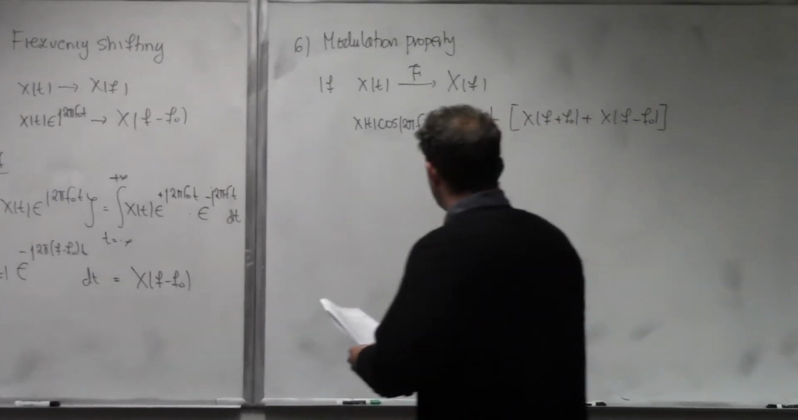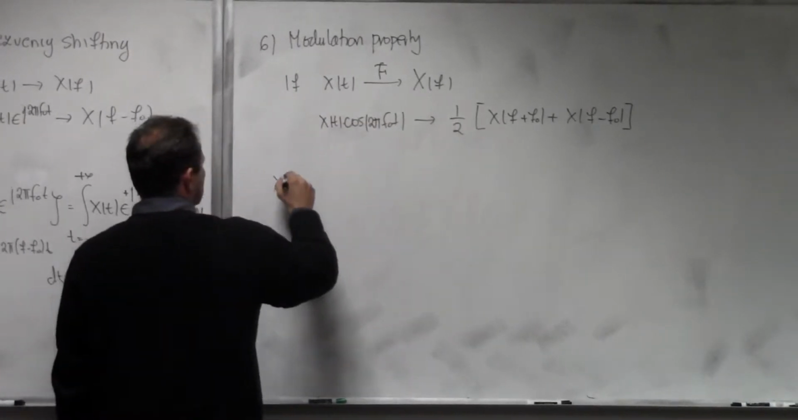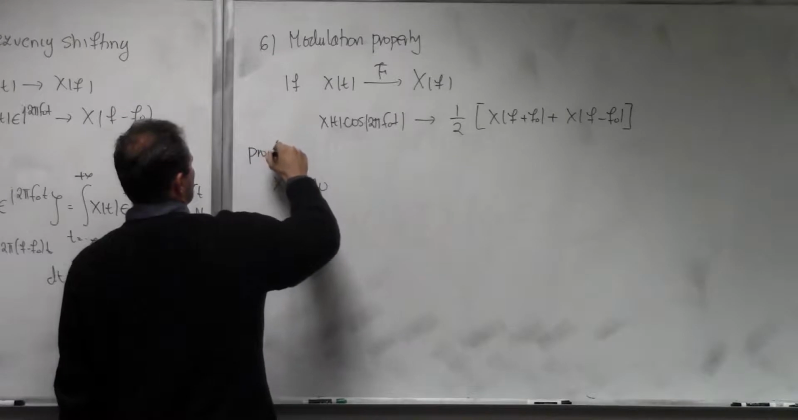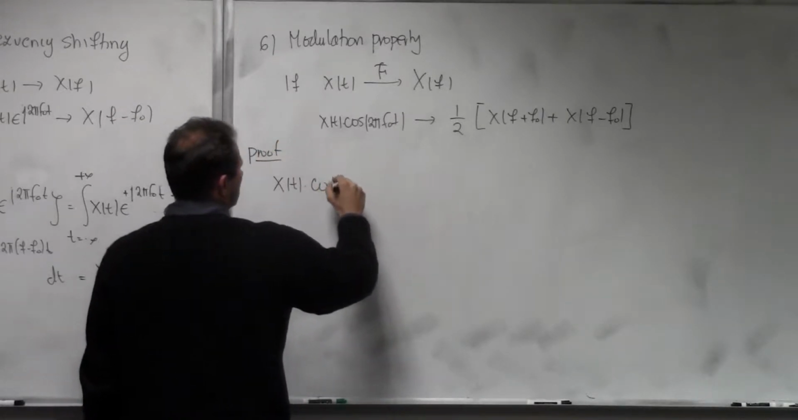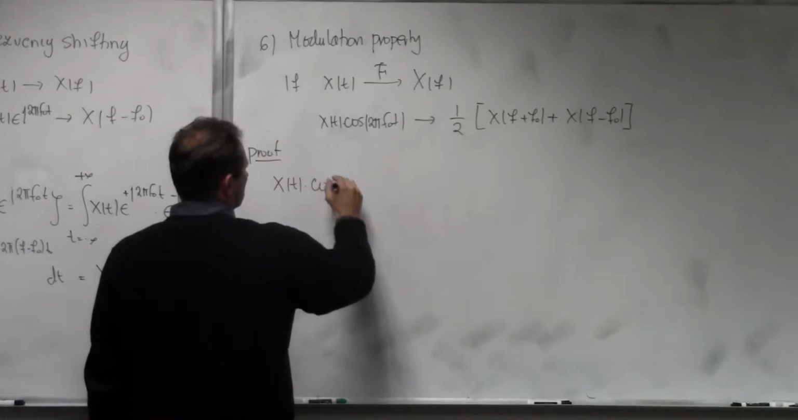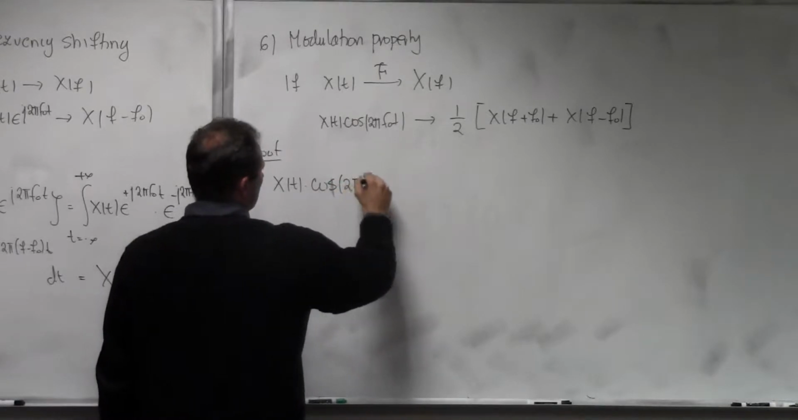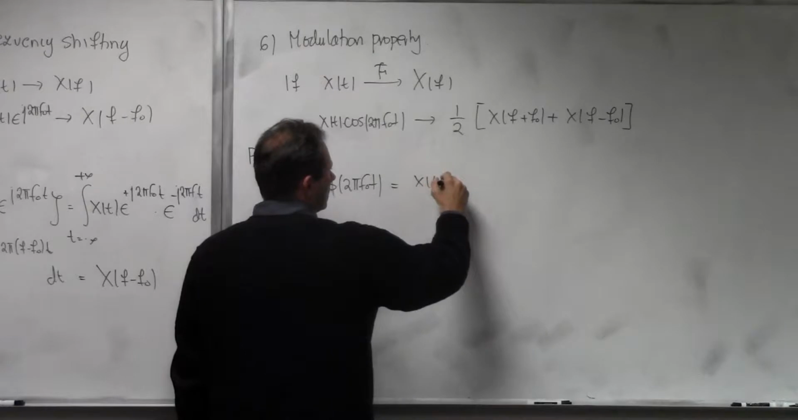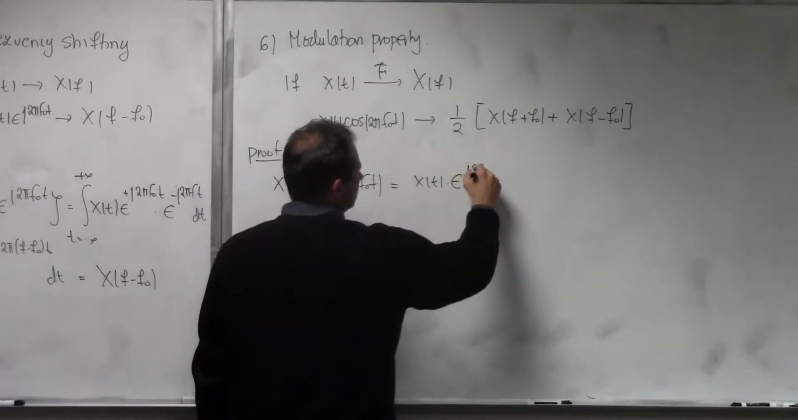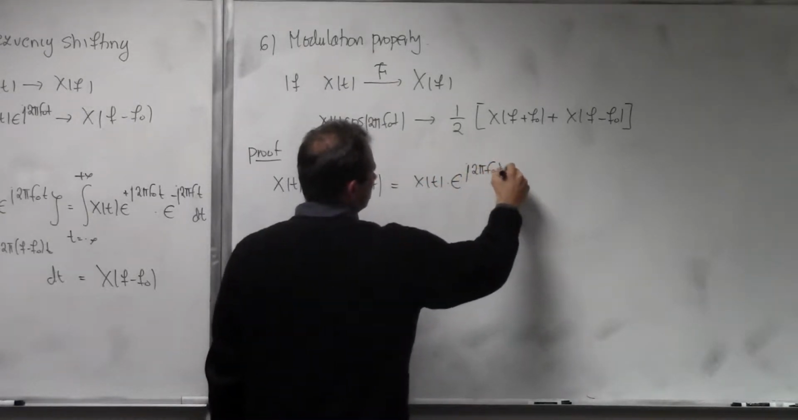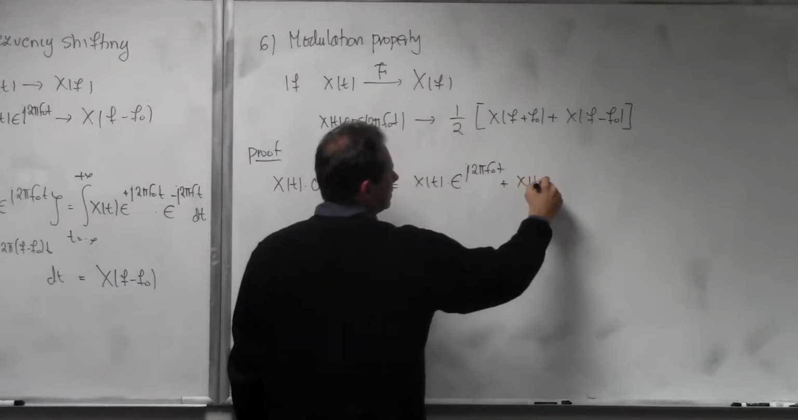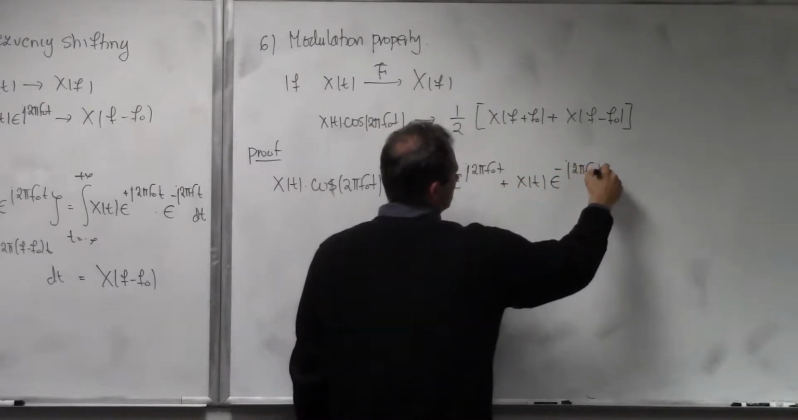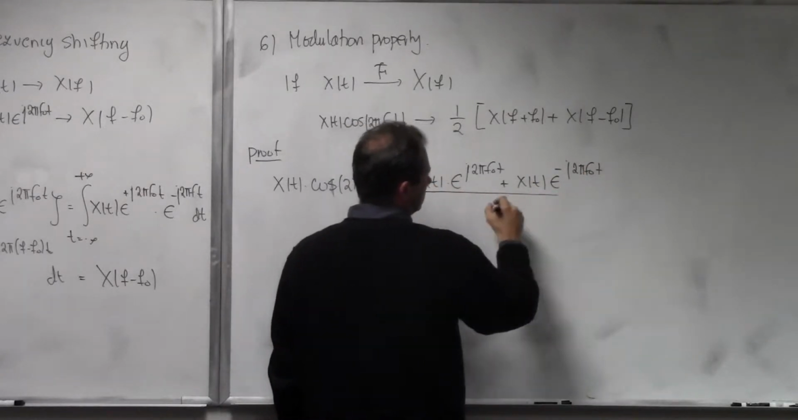Well, if you look at the left-hand side, x of t times cosine, let's put here proof, cosine of 2 pi f0 t can be seen as x of t e to the j 2 pi f0 t plus x of t e to the minus j 2 pi f0 t, divided by 2.